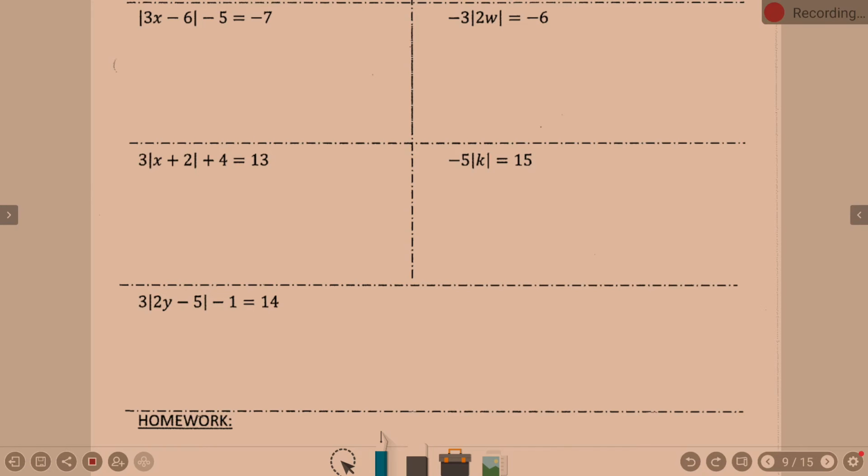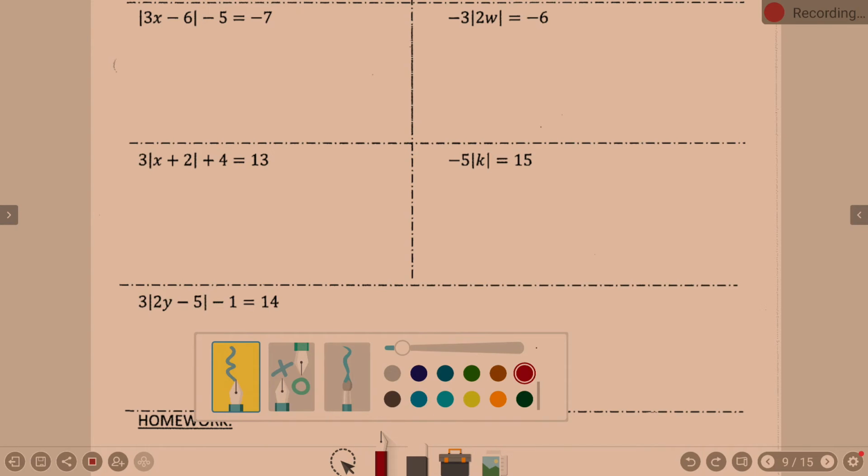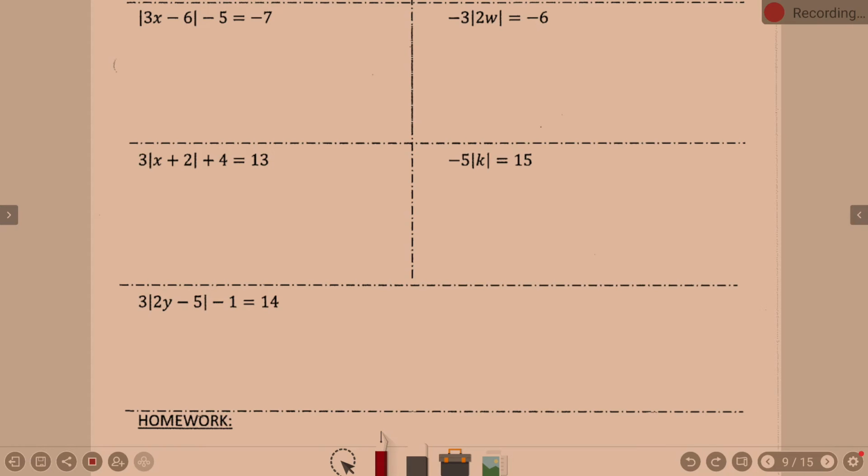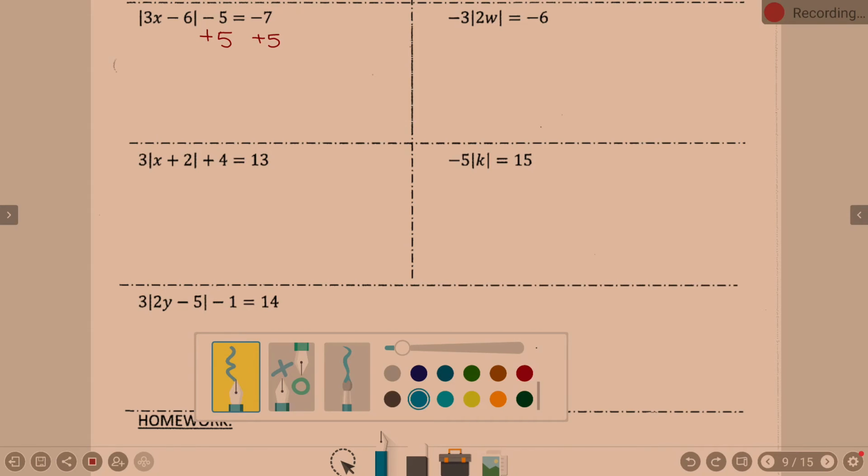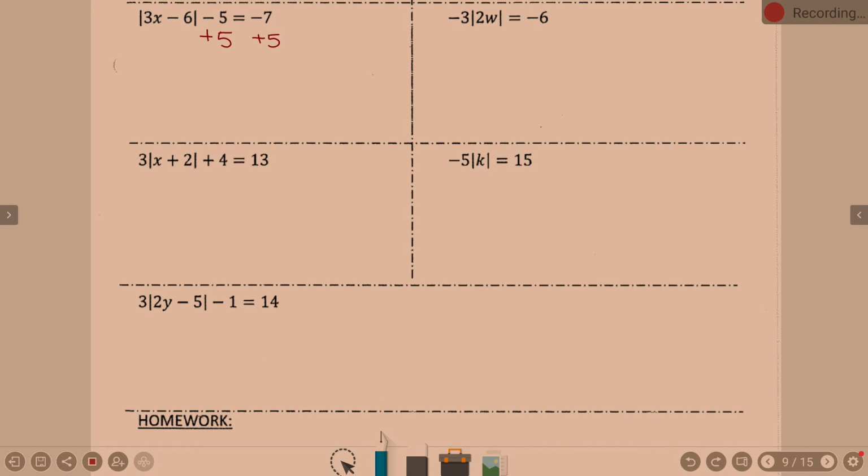Is my absolute value by itself? No. So then my question becomes, what's hanging around outside the absolute value that I have to move? There is a minus 5 here that is outside the absolute value. So you add 5. So I'm going to add 5. 7 plus 5 equals 2. If I add 5 on the left, we're going to add 5 on the right.